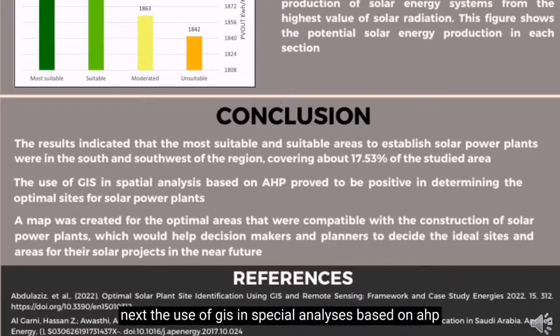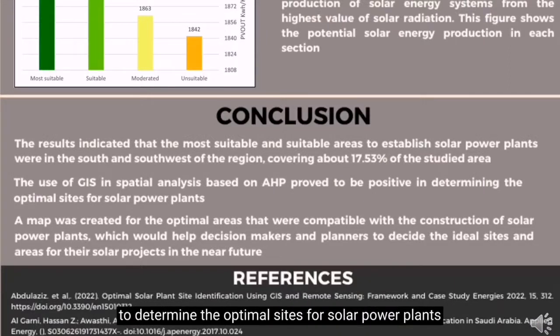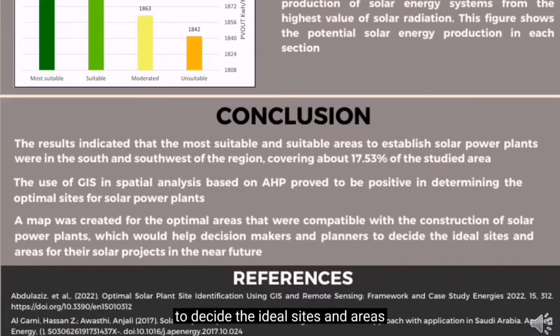Next, the use of GIS in spatial analysis based on AHP proved to be positive to determine the optimal sites for solar power plants. And last, a map was created for the optimal areas that were compatible with the construction of solar power plants, which would help decision makers and planners to decide the ideal sites and areas for these solar projects in the future.